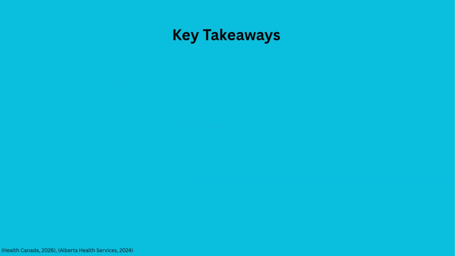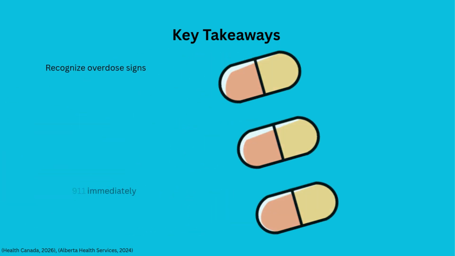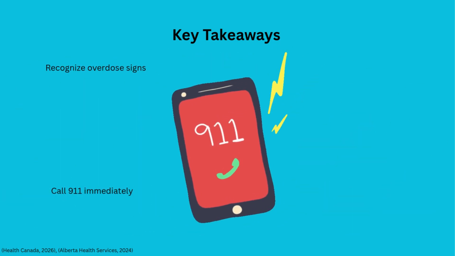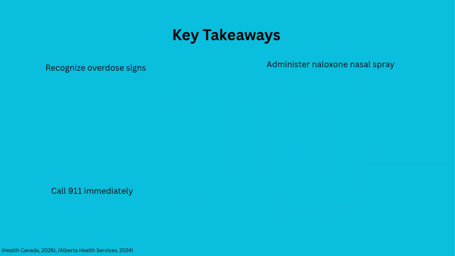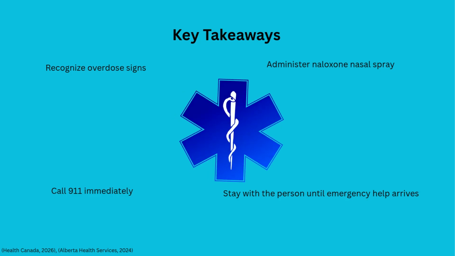Some key takeaways are being able to recognize overdose signs, knowing to call 911 immediately, administering naloxone nasal spray, and staying with the person until emergency help arrives.